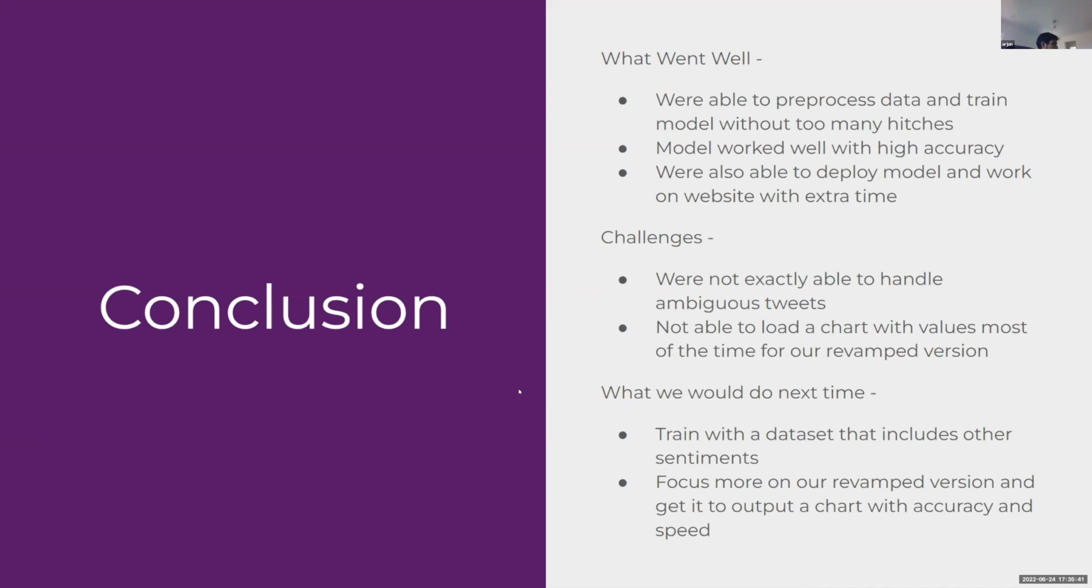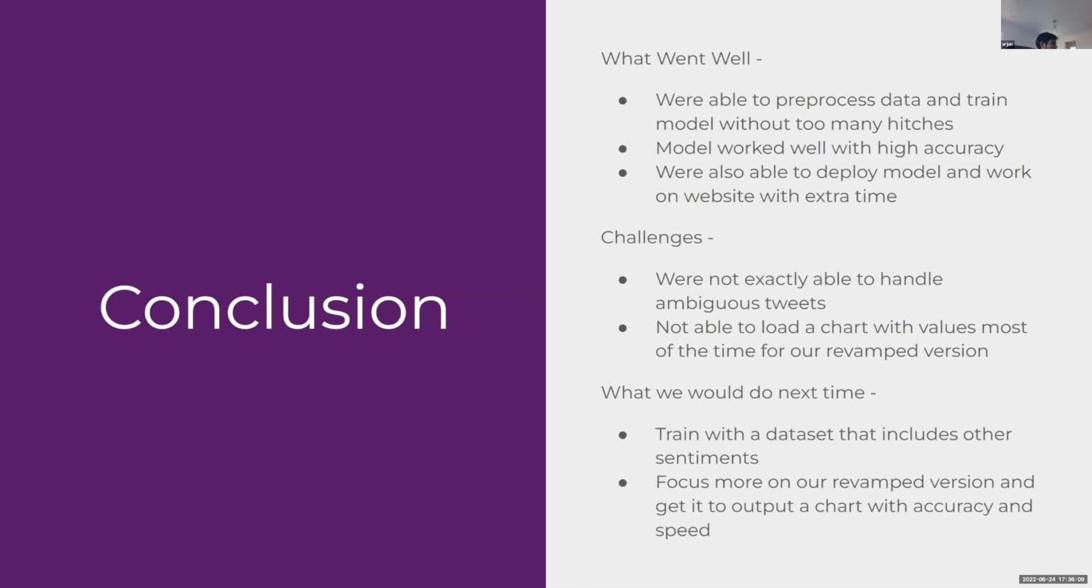So in conclusion, our project went pretty well. We were able to pre-process or clean the data without too many issues. Training the model also went similarly and outputted sentiments that were accurate. Not to mention, after deploying the model and editing our website, we had time to start on the revamped version of Investment. But we did face some small challenges along the way, which were not being able to handle ambiguous tweets that well and not being able to load a chart with values for our revamped version.